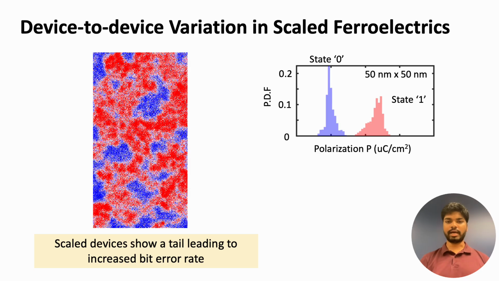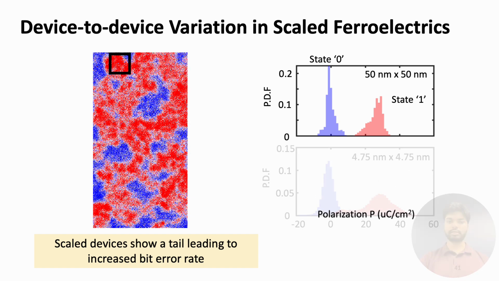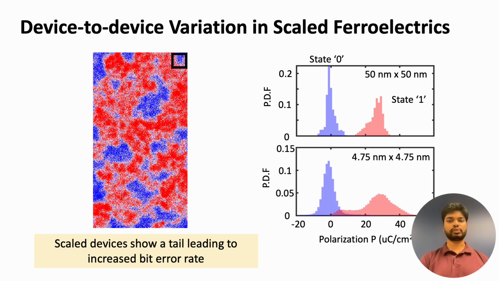We can now use these maps to build virtual devices of any size by selecting subregions of the polarization map and treating each one of them as an independent device. At 50 nanometers by 50 nanometers, the distribution of the two polarization states are well separated. There is no overlap and one-bit operation can be performed robustly. However, when we shrink the device down to 5 nanometers by 5 nanometers, a tail appears, and this tail comes from the variation in the remanent polarization between the small number of domains that each of these devices contains. And this results in an increased bit error rate.